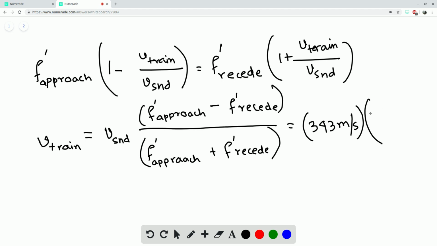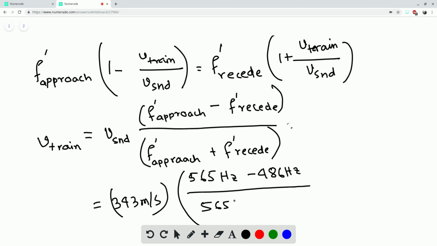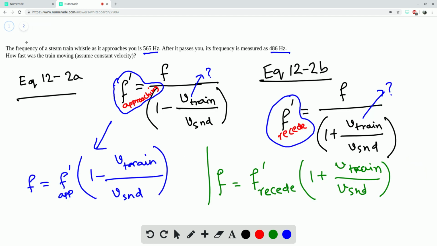So let me write it here. It's going to be 343 meters per second, then we have 565 hertz minus 486 hertz, divided by 565 hertz plus 486 hertz, and that's going to give us 26 meters per second. So that's the velocity of the train.